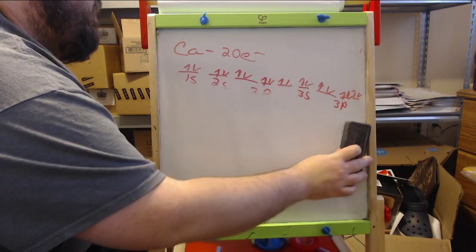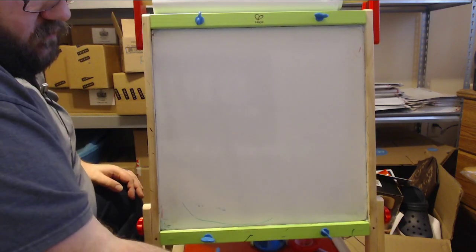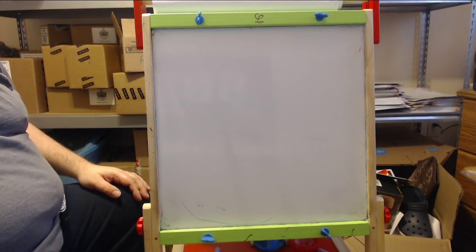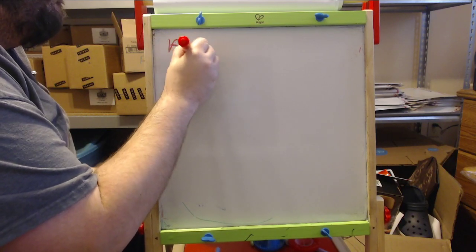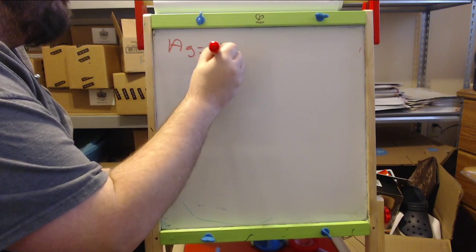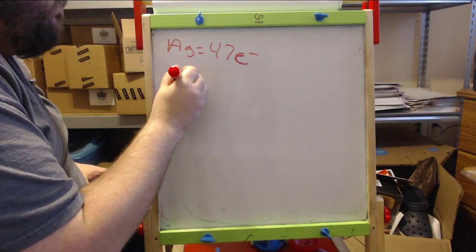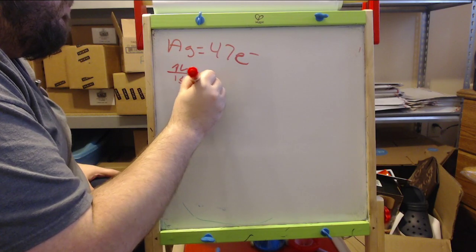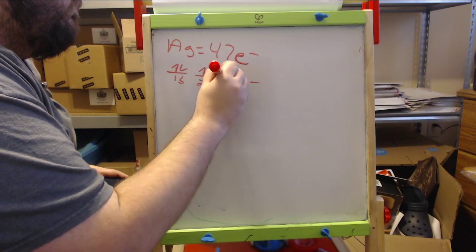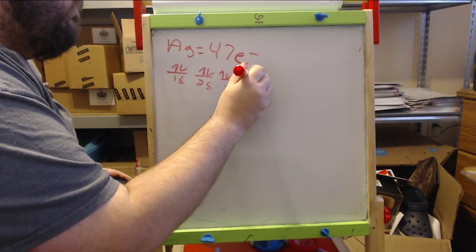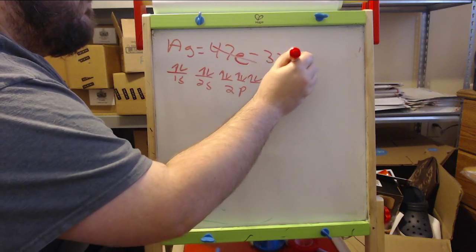But just like everything else, there are exceptions to the rule. First thing, follow your pathway. Follow the correct pathway and you're good to go. But let's look at silver. Silver has 47 electrons. Now we're going to start to do this. 1s2, 2s2, 2p6. That's 2, 4, 6, 8, 10. So we're down to 37 electrons.